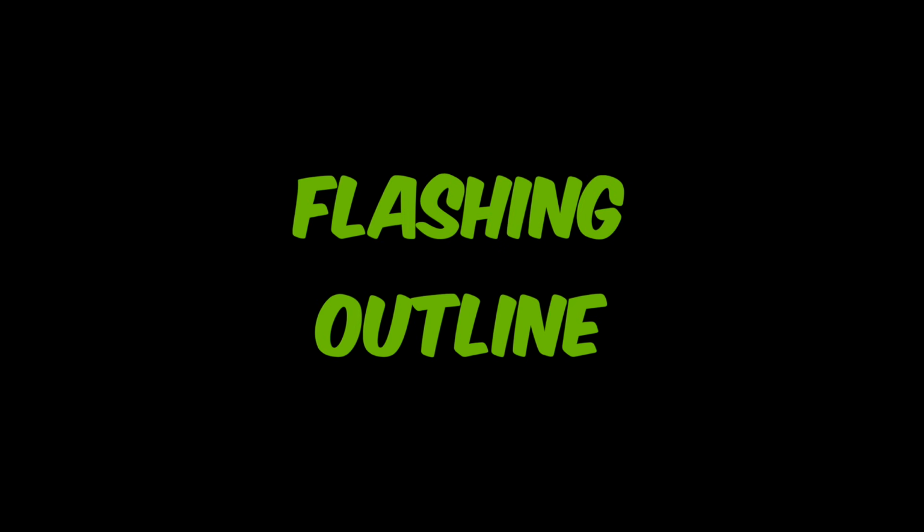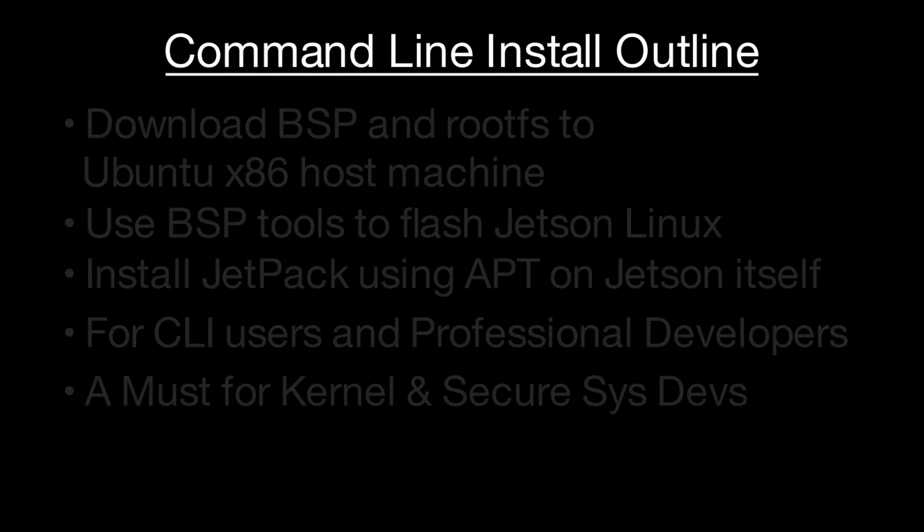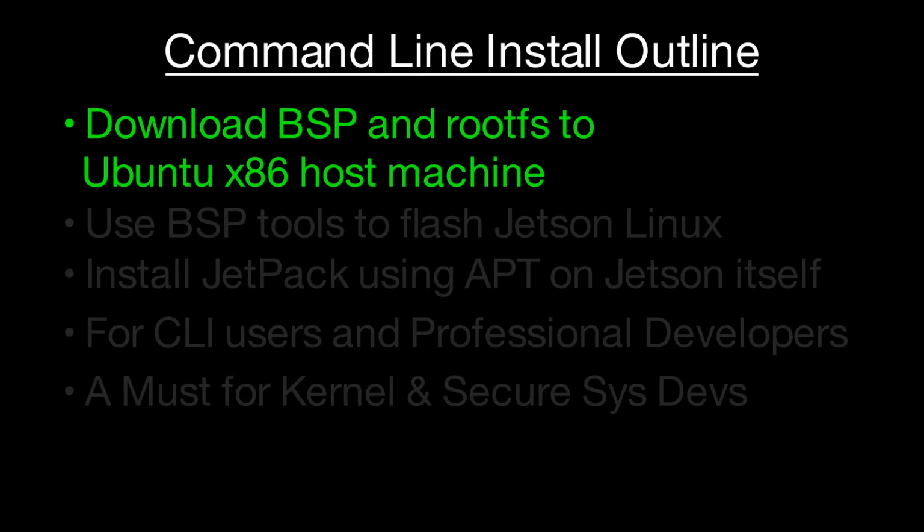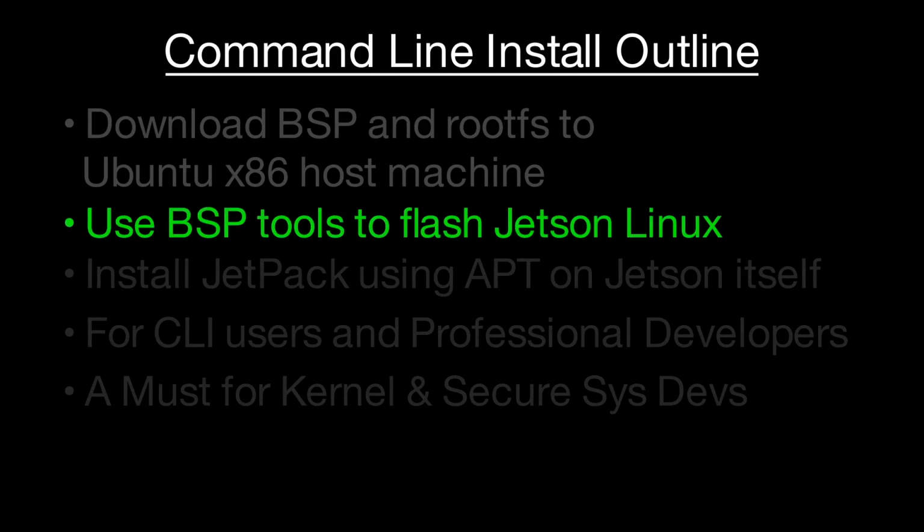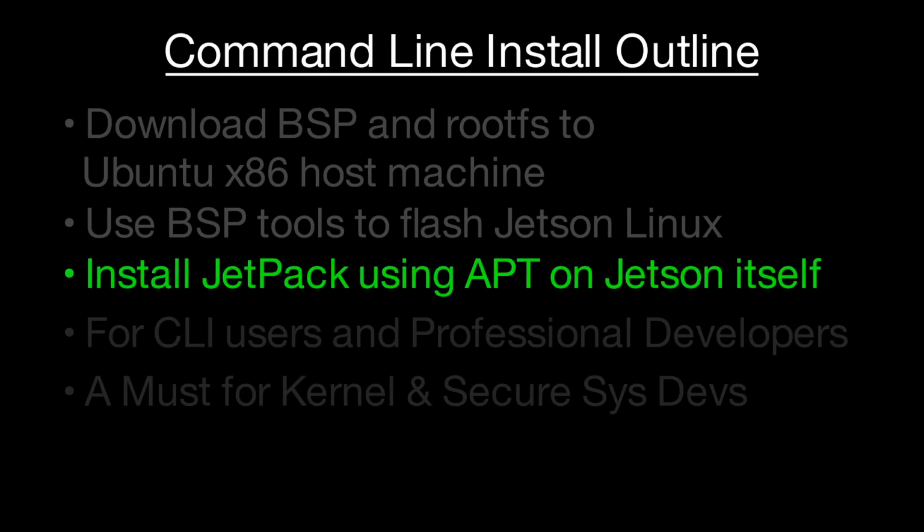Here's a quick outline of the flashing process. We download the Jetson board support package and sample root file system directly to a x86 host computer running Ubuntu. You then use the BSP tools to flash Jetson Linux to the board. Once the board is running, you then install the Jetpack libraries from an apt repository. This is the most efficient method to flash a Jetson.